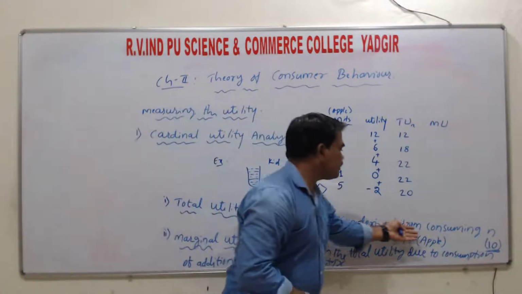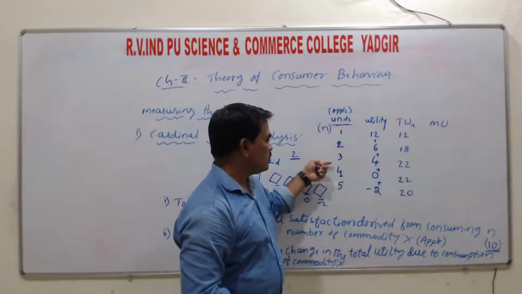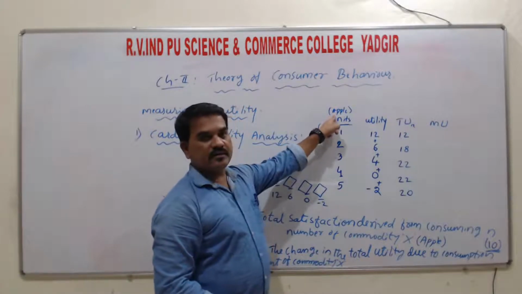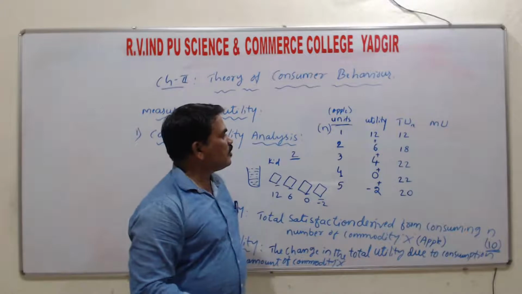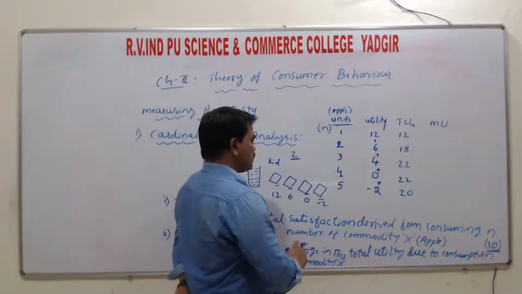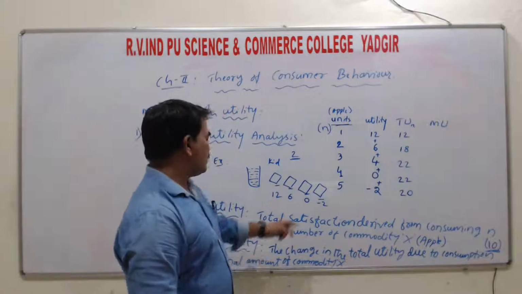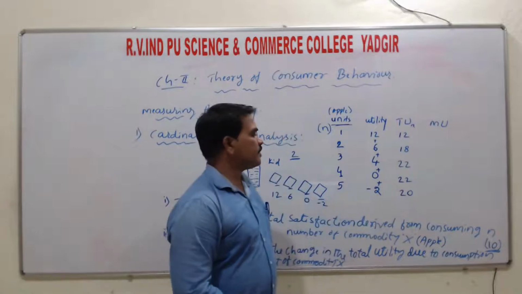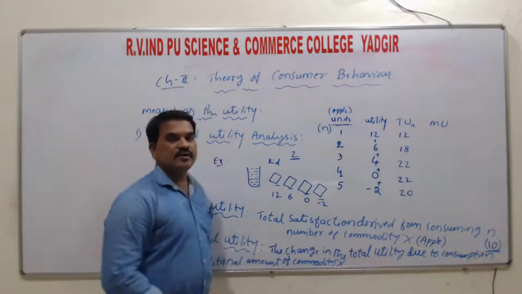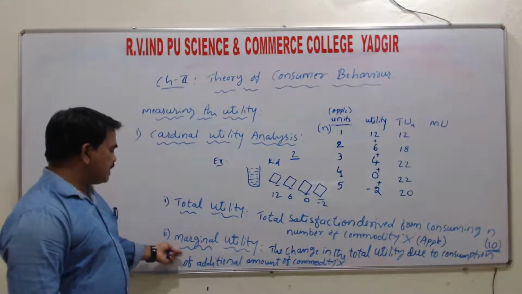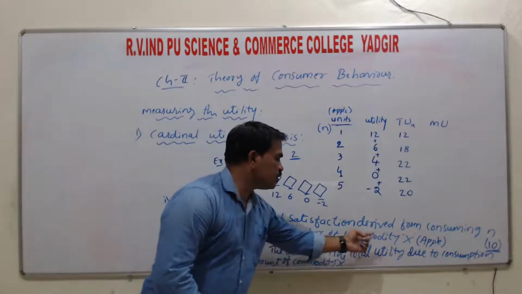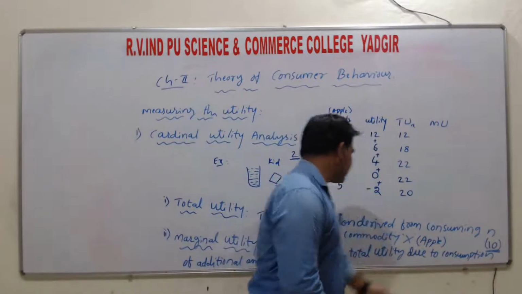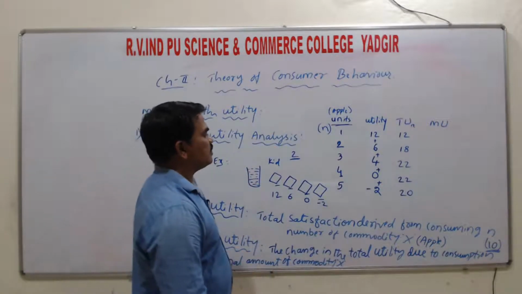Now, total satisfaction derived from consuming n number of commodity X. Here we are considering the example of apple. So the total satisfaction from consuming n number of commodity X, this gives us total satisfaction. Now how to find out the marginal utility? As per the definition, it is the change in the total utility due to consumption of an additional amount of commodity.